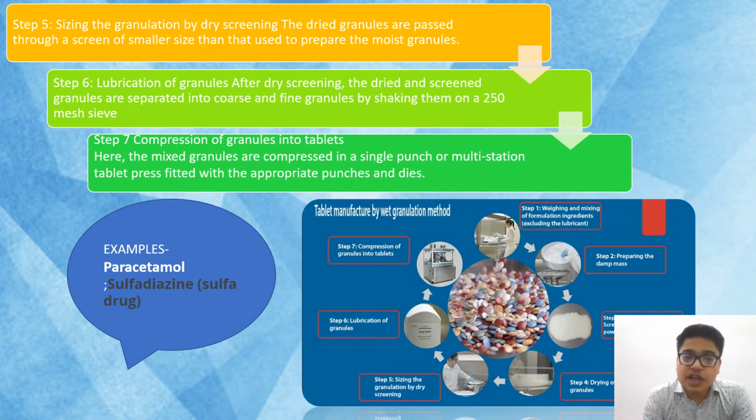Step 6 is lubrication of the granules after dry screening. The dried and screened granules are separated into coarse and fine granules by shaking them on a mesh sieve. Then in the last and final step, compression of the granules into tablets takes place. Here the mixed granules are compressed in a single punch or multi-station tablet press fitted with the appropriate punches and dies. Examples of tablets that undergo wet granulation are paracetamol and sulfadiazine, also called sulfa drug.